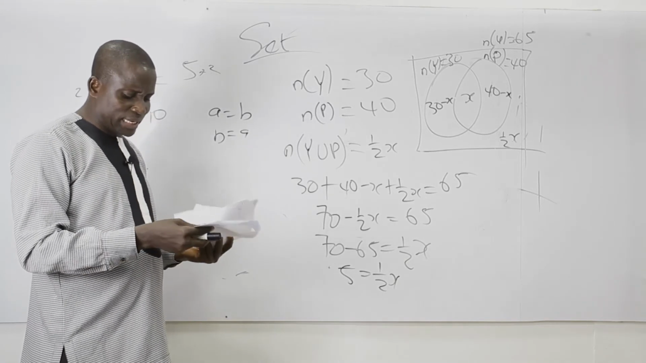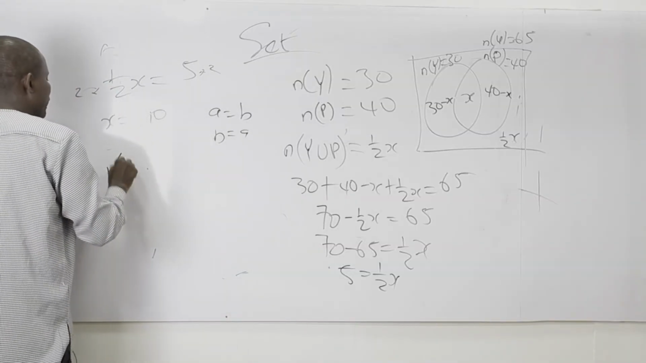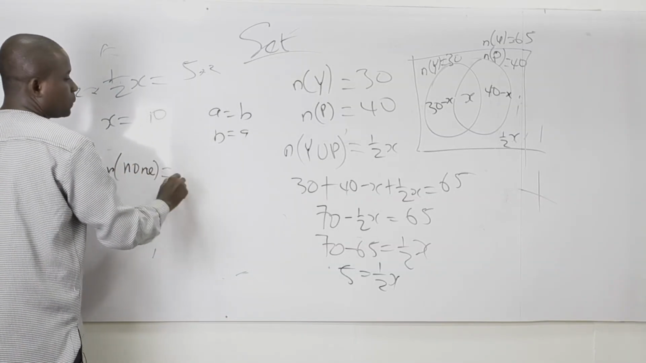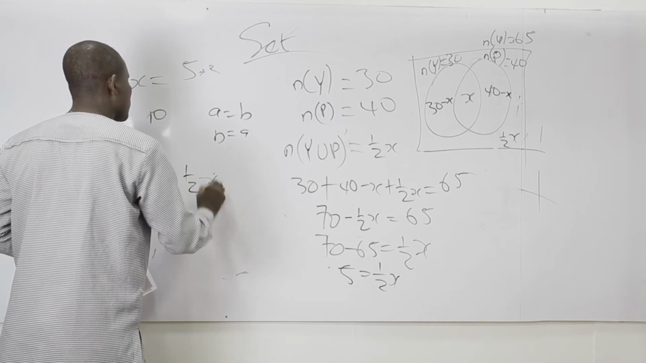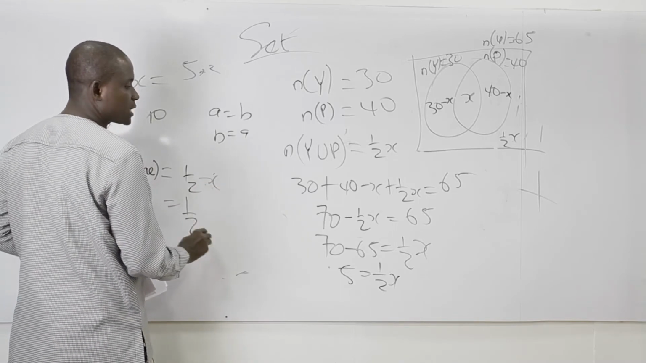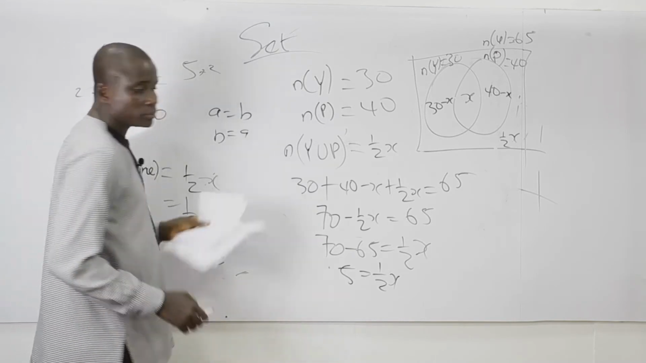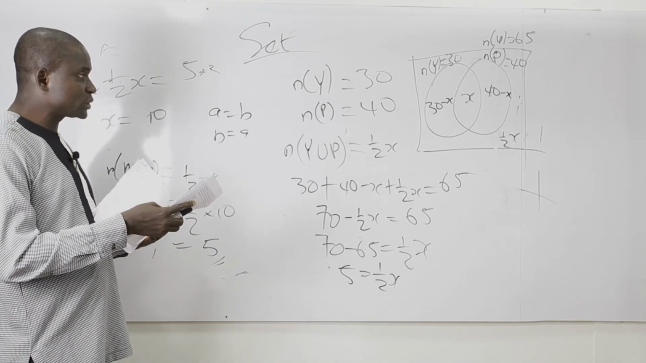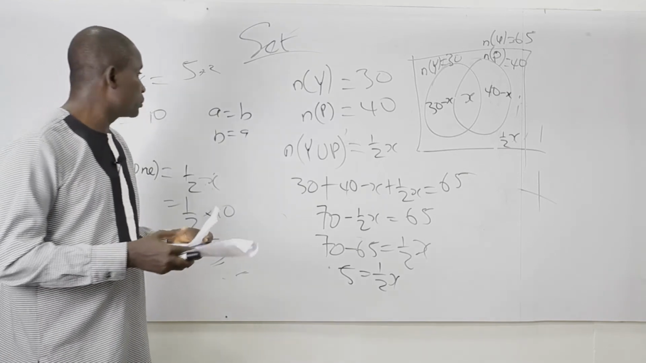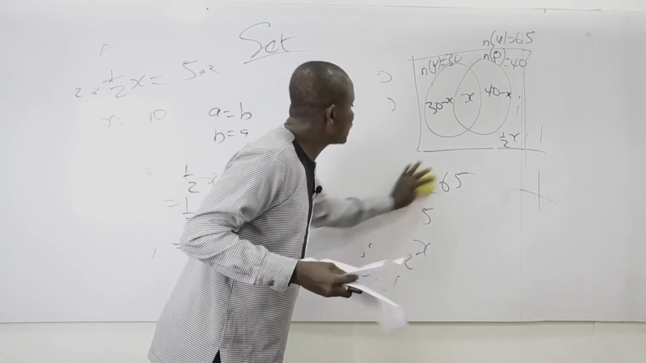But let's see, what question did they ask? We said, how many traders sold none of the items? So n(none) is equal to what? The none is here, half x. And what is your x? The x we got is 10. So people who sold none of them is 5, right? Then one question again did they ask? At least one food. Can I clean here? I hope I can clean here. So at least one food.